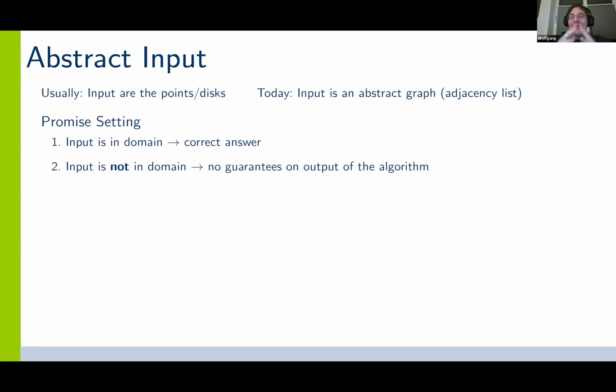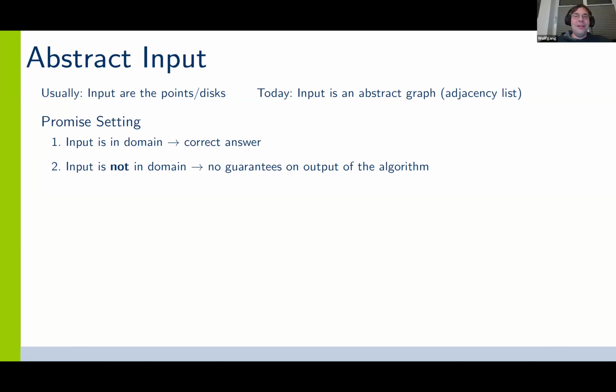And now it's a bit tricky because we are given this graph, and it might be a disk graph or a unit disk graph, or it might not be. We don't know. But we want to use some of these ideas that turned out to be useful for unit disk graphs in the geometric setting in this abstract setting. But we don't know, is the graph that we're given really a disk graph or not? And there are different ways to deal with that.